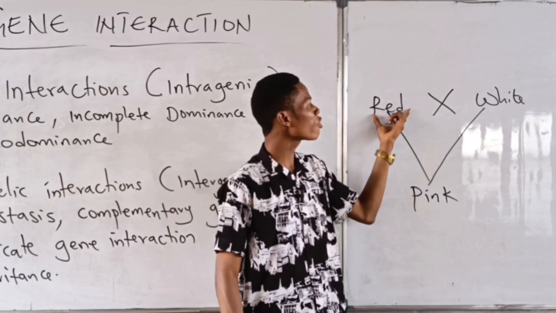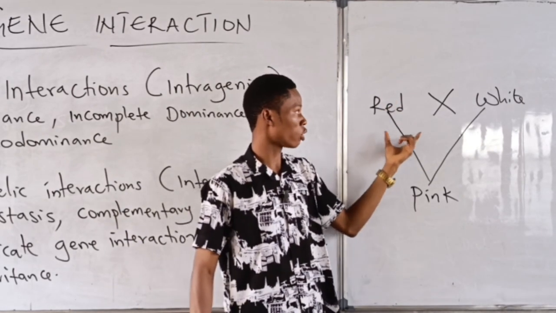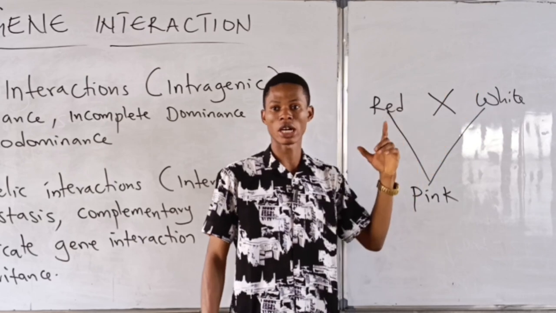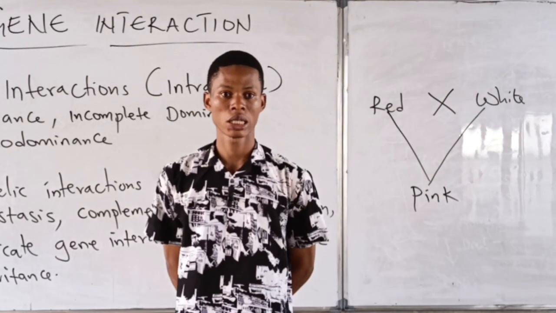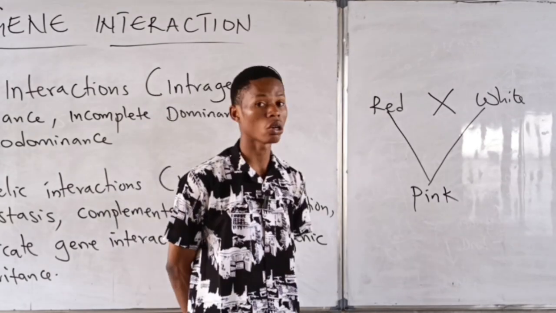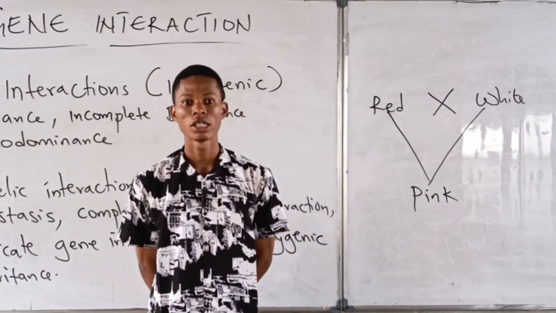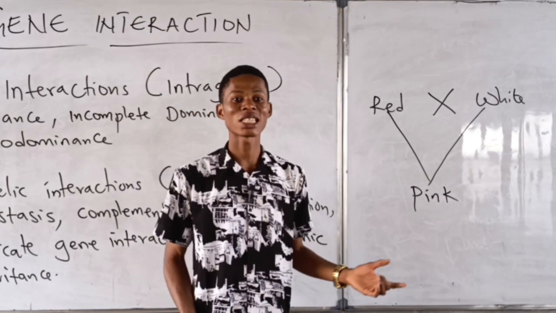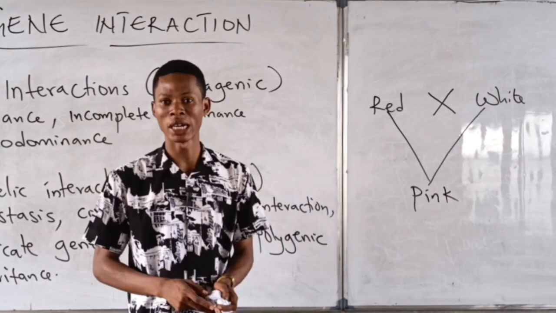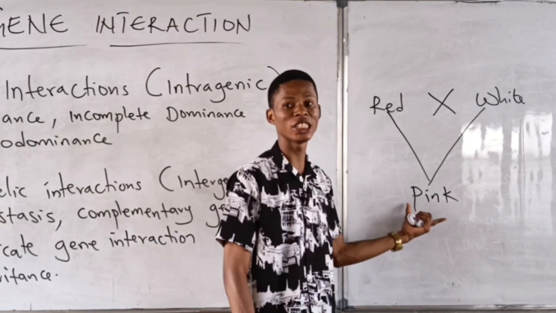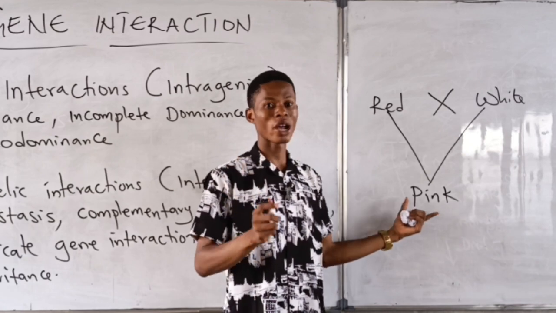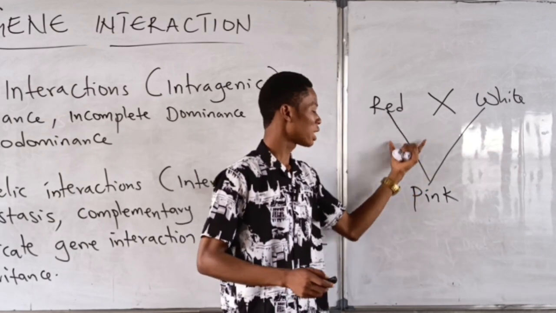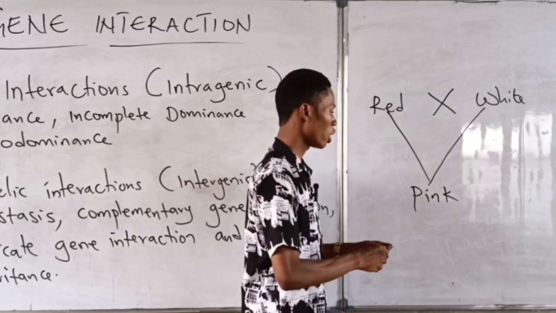So if you have a red snapdragon mating with a white snapdragon and you have a pink offspring, which one is dominant? Is it the pink or the white? None of them, right? Yes. This is called incomplete dominance, when you have an intermediate character in the heterozygotes.